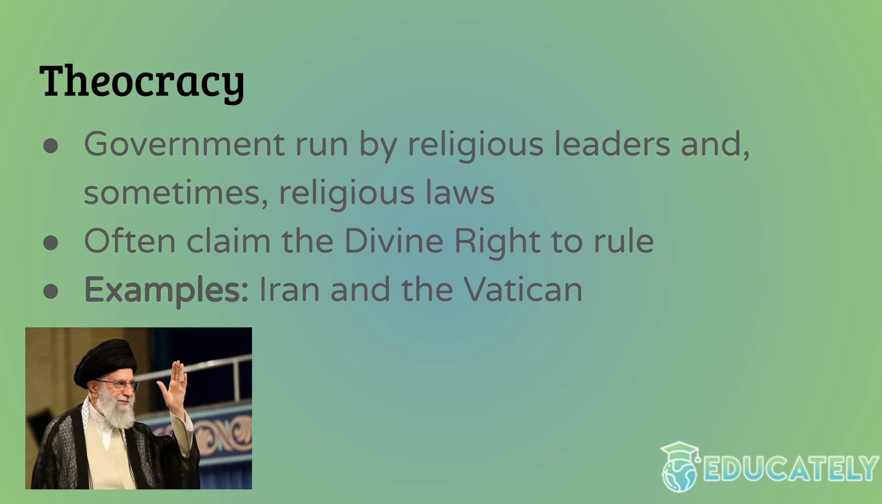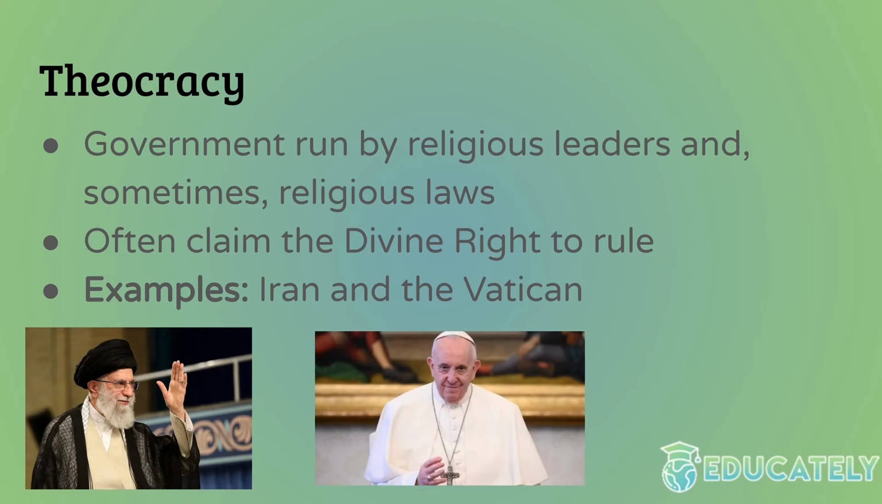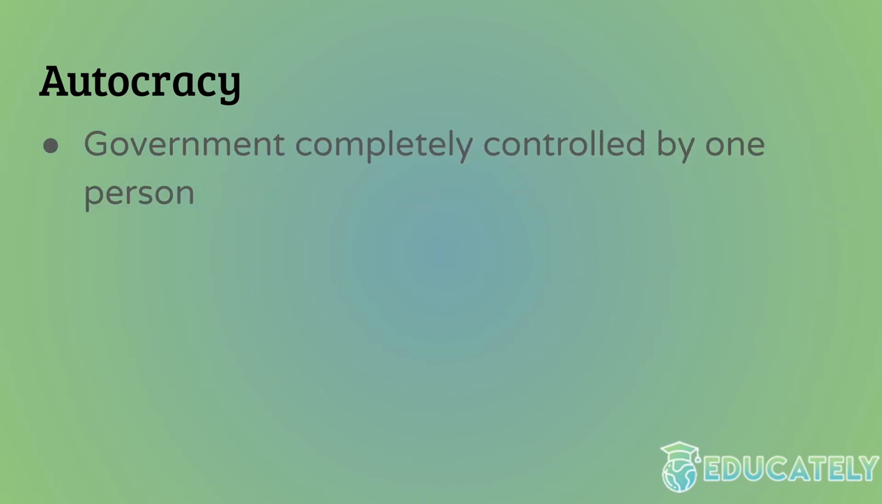We also have the Vatican, where you have Pope Francis. That's a more prominent example usually. An autocracy is basically just a government that's completely controlled by one person. This can blend in with monarchies and dictatorships, where if you have an absolute monarchy where everything is being controlled by one person, that can also be called an autocracy. Some of these terms blend into each other.